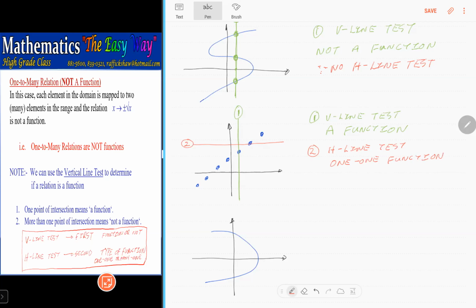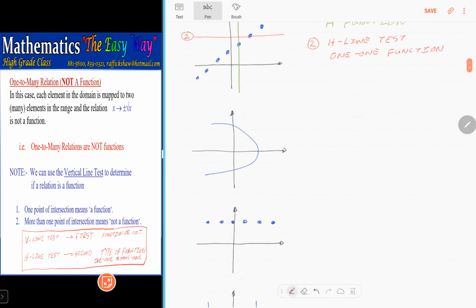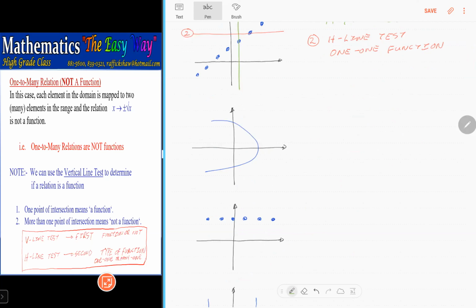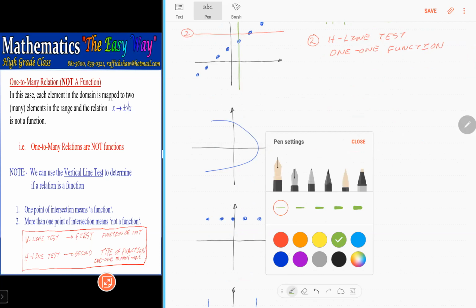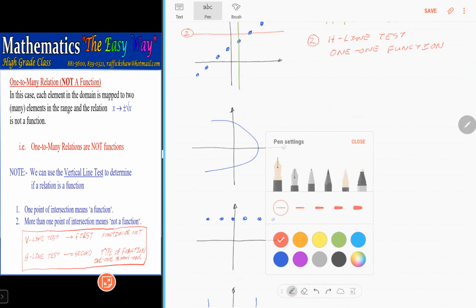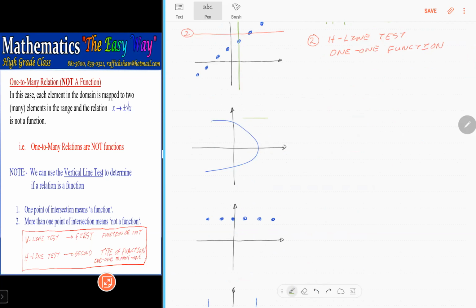Nice and easy. All right, let's go to the next one. Which test must you do first on this graph? Vertical line. Good. If we do the horizontal line test first, it's going to tell us the wrong thing, because those vertical lines intersect only once. So we have to make sure we do the vertical line test first, guys.